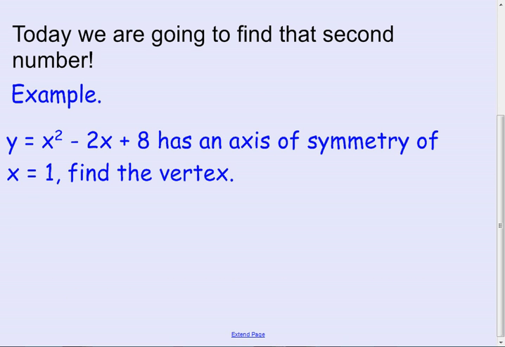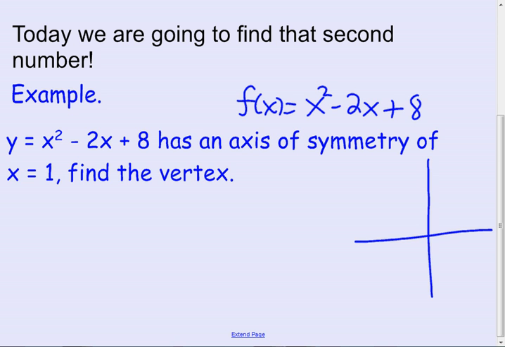So let's look at this problem right here. Y equals x squared minus 2x plus 8. We could write that in function notation. F of x is equal to x squared minus 2x plus 8. And it says x equals 1. So when I graph this, I know that my axis of symmetry is x equals 1. I just don't know the y-coordinate. I don't know where it is. But the x-coordinate is 1. So I'm going to put in 1 right here.